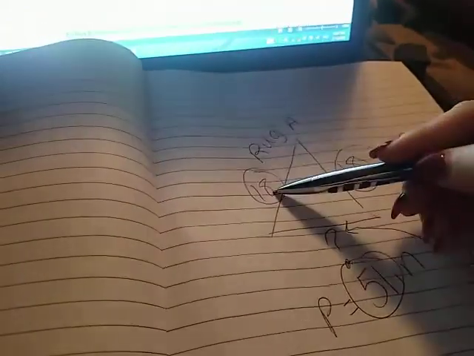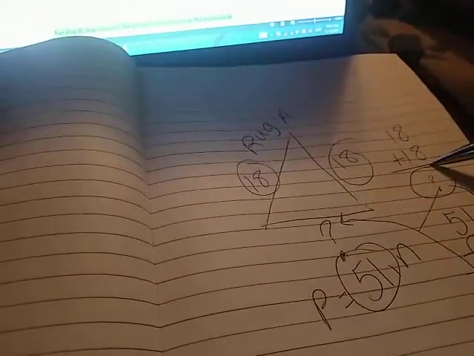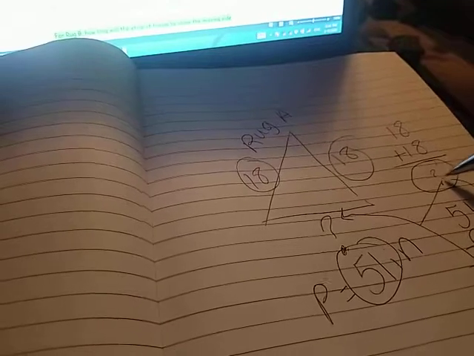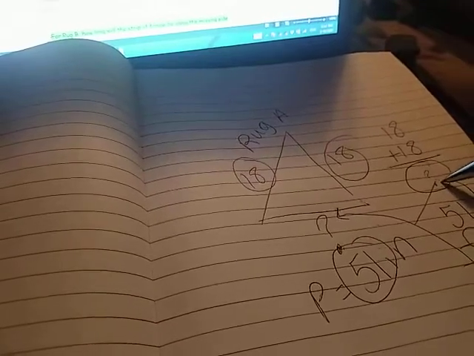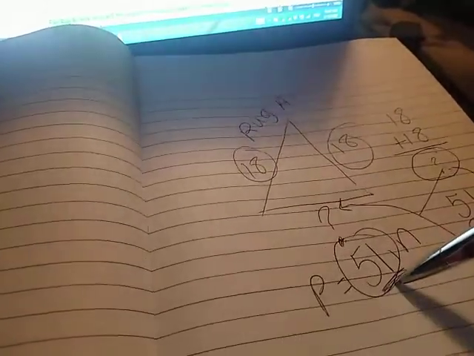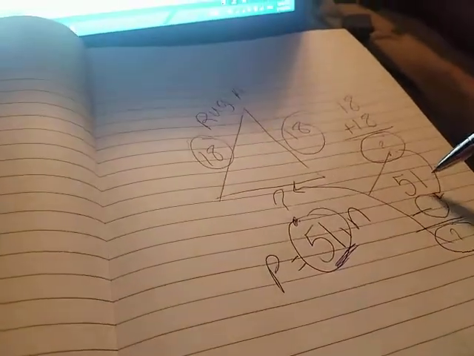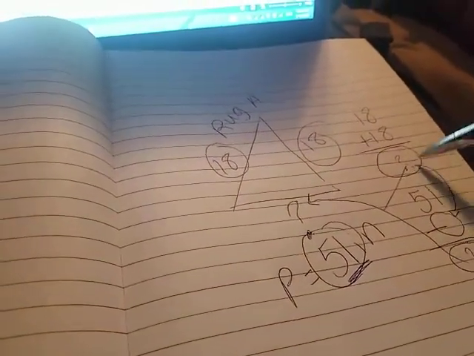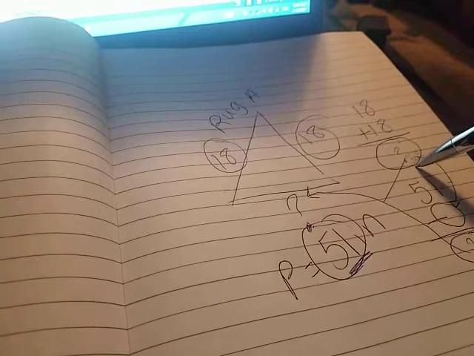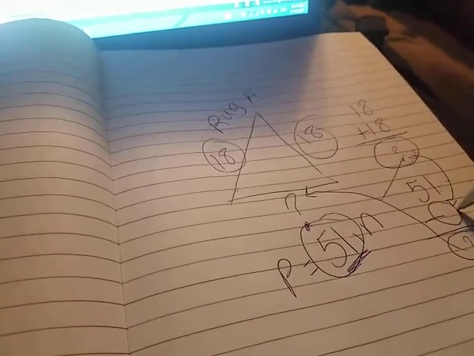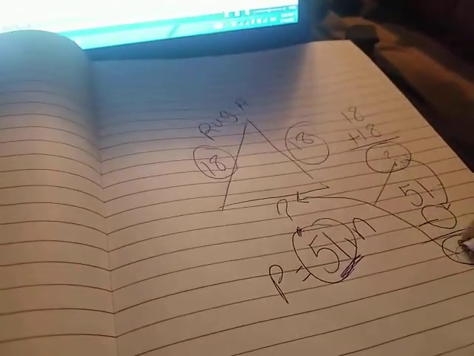Again, you're adding 18 plus 18, get your answer. Once you get your answer for 18 plus 18, take your 51 and subtract 51 minus whatever you got for 18 plus 18. 51 minus that answer will give you your final answer, which is your missing number, and that's your answer for question 1. Okay?